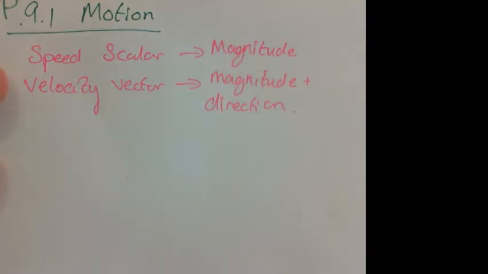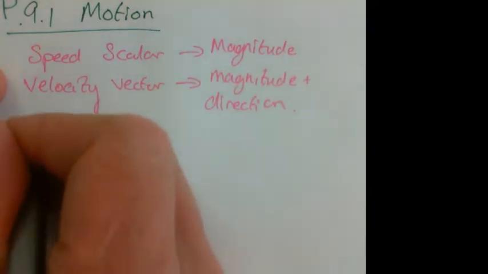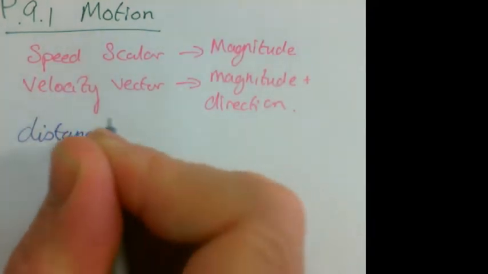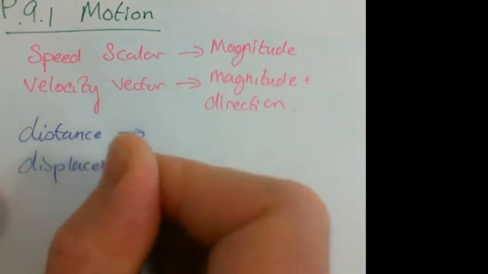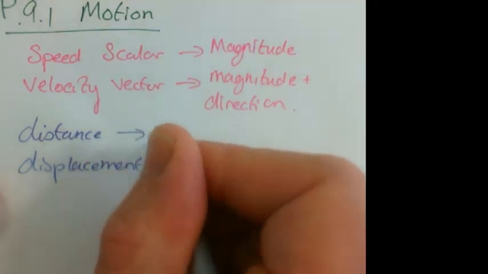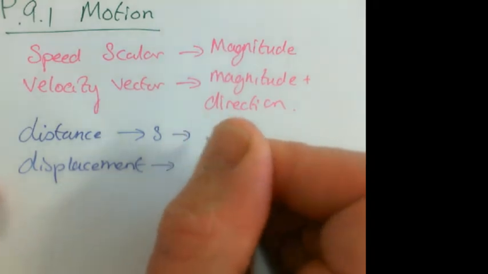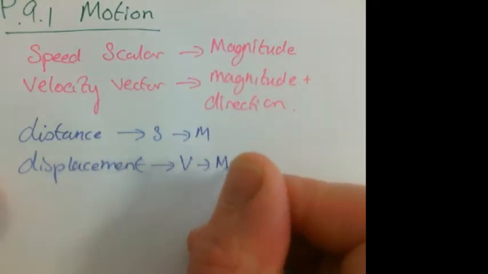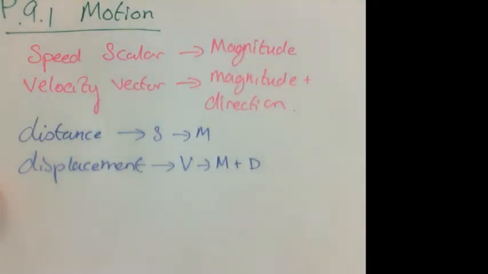Okay, and the other one which we needed was the difference between distance and displacement. And that is exactly the same again. So distance is a scalar, which means it only has magnitude, and displacement is a vector, which means it has magnitude plus direction.